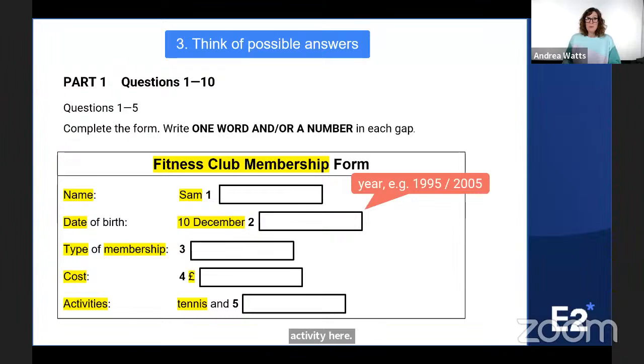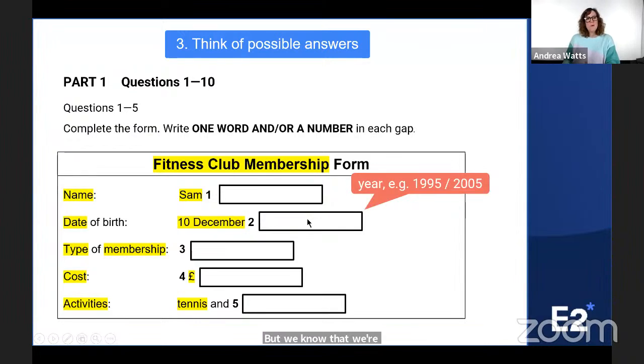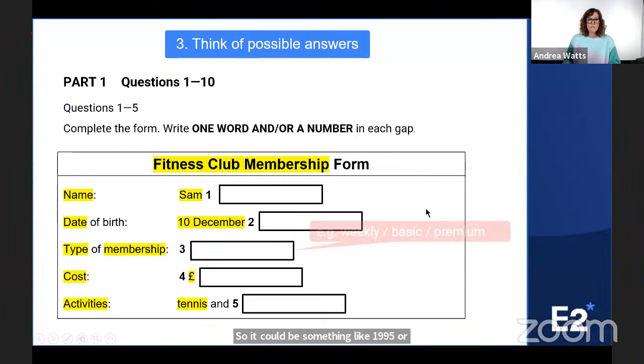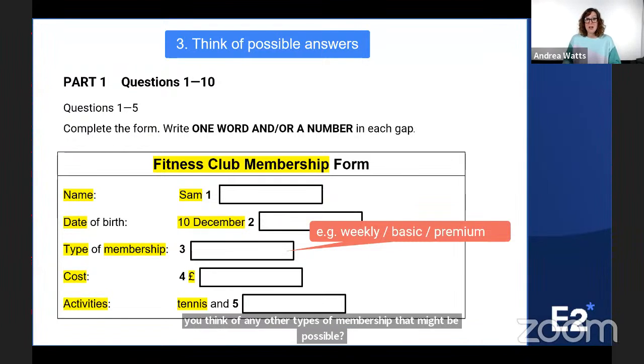Step 3 is think of some possible answers. Now, we can't really think of a possible answer for the name because it could be anything. But we know that we're listening for a year. And we know because it's a date of birth, it must start with either 19 or 20. So it could be something like 1995 or 2005. Some different types of memberships, for example, weekly membership, basic membership, premium membership. Can you think of any other types of membership that might be possible? Feel free to type your answer into the chat box.